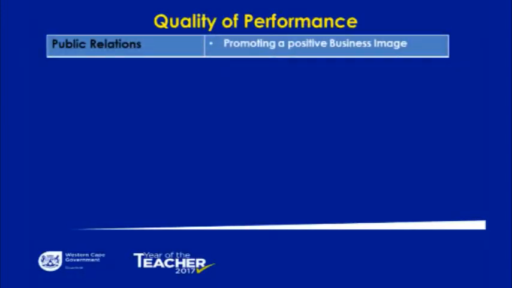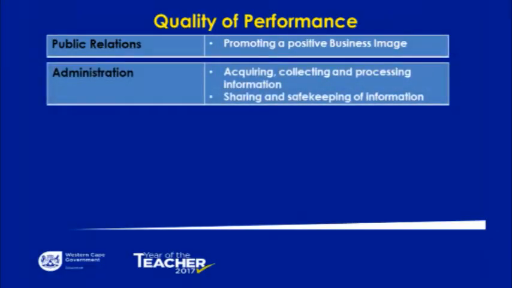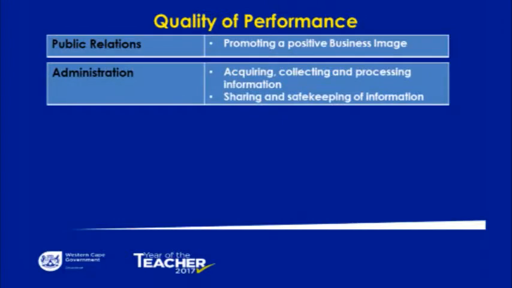With our public relations function, we want to ensure that the business has a positive business image. So we'll do everything in our power to ensure that we promote our business. The administrative function is about acquiring, collecting and processing information. Now this is a very important function because it allows all managers to make timely decisions and to make the correct decisions with the information that is provided to them by managers from all of the other departments. This function is also responsible for sharing and the safekeeping of information.